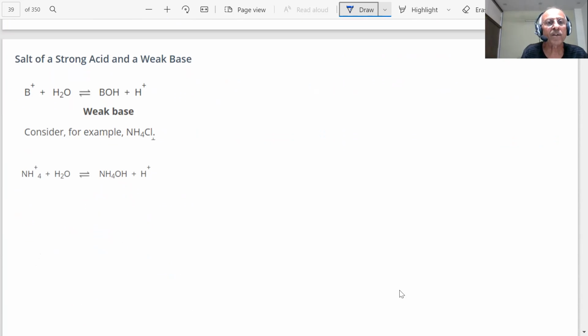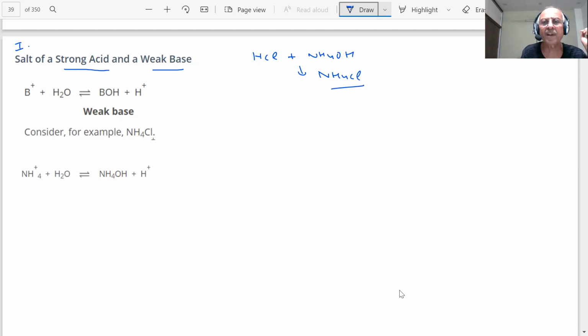If I consider, student, a salt of a strong acid and a weak base, we have just given you an example of such a salt. What acid have I given you for a strong acid? HCl, and the base is ammonium hydroxide. The salt will be NH4Cl.